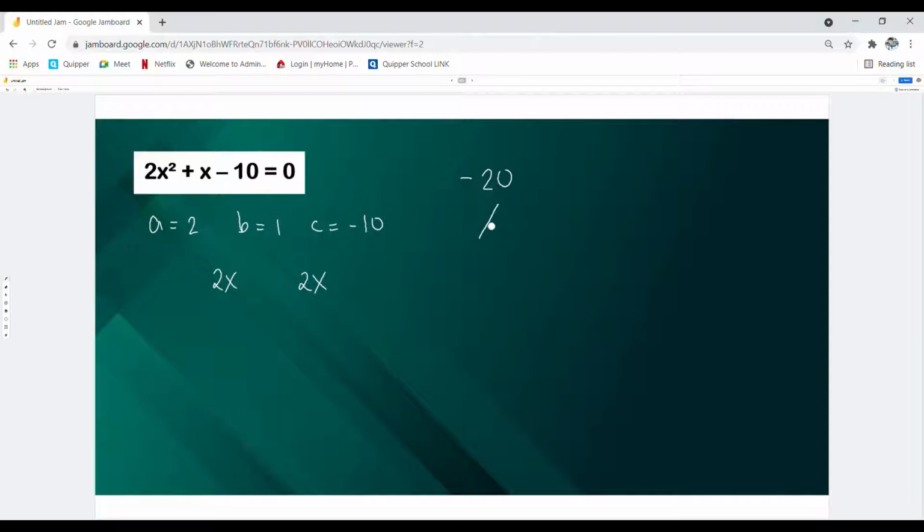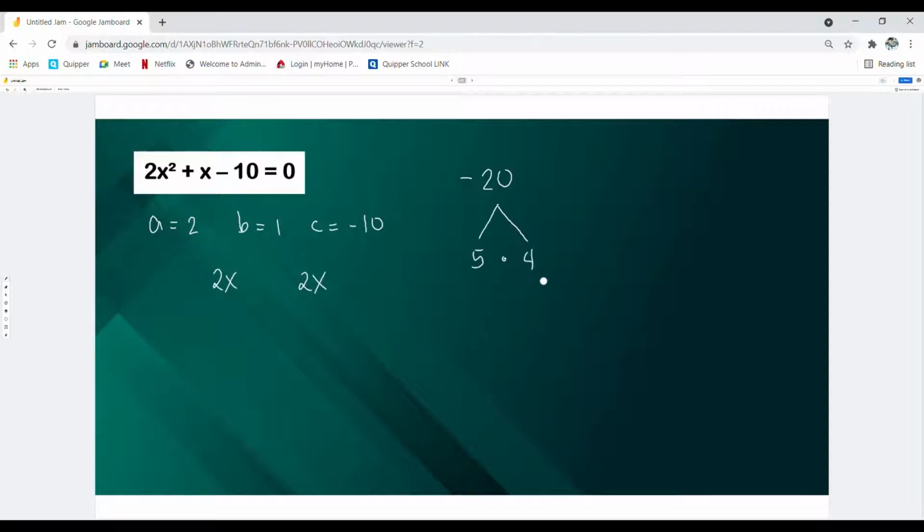Alright, and then you are going to find factors of that negative 20 that when you add should be equal to b, which is 1 here. So what are the numbers that when multiplied equal negative 20? Obviously, you can think of 10 times 2 or 5 times 4. 5 times 4 is closer, so we will choose 5 times 4.